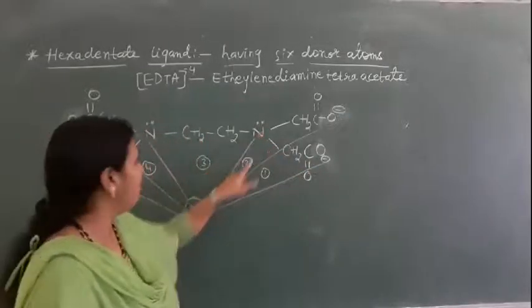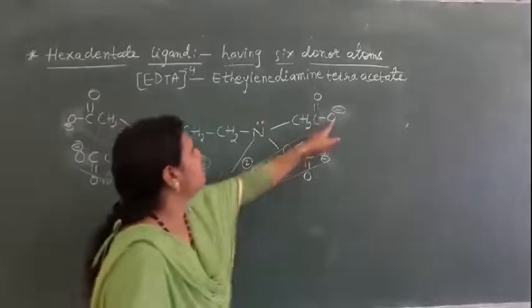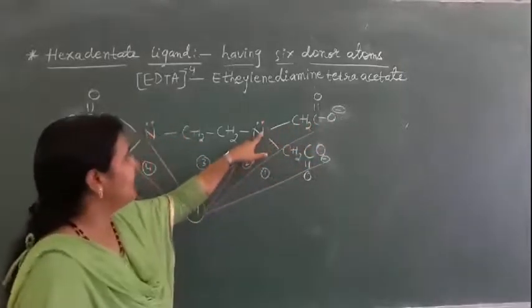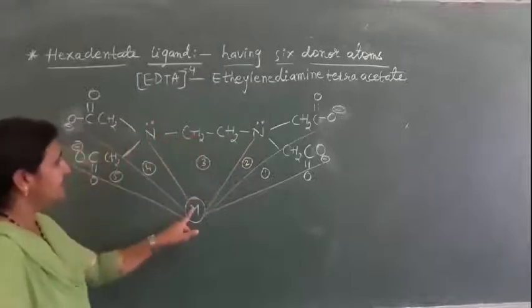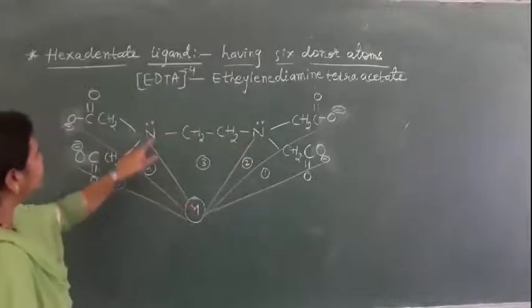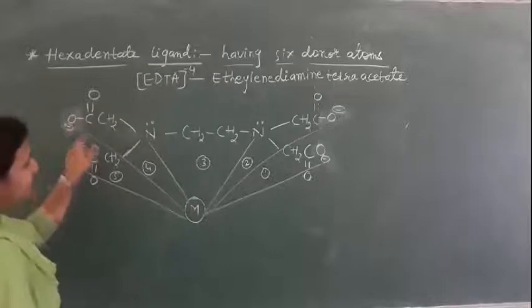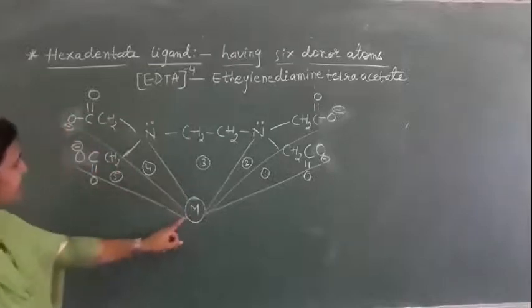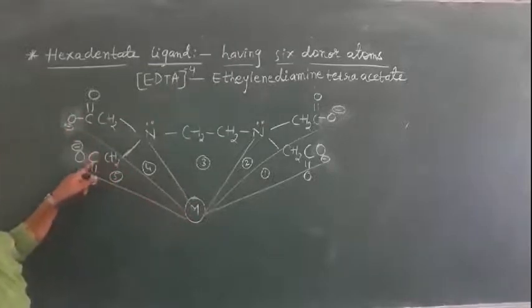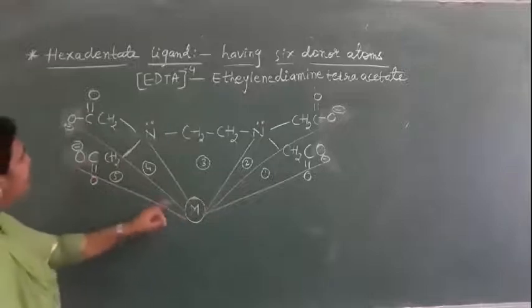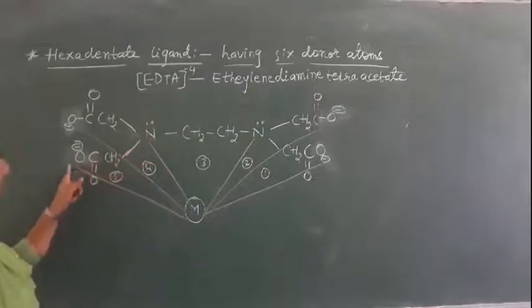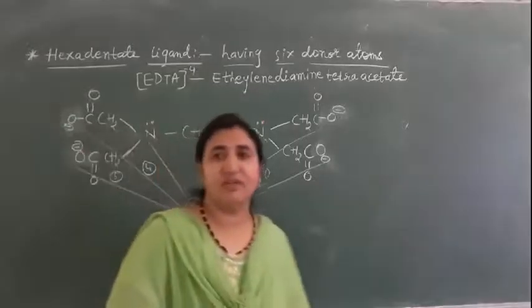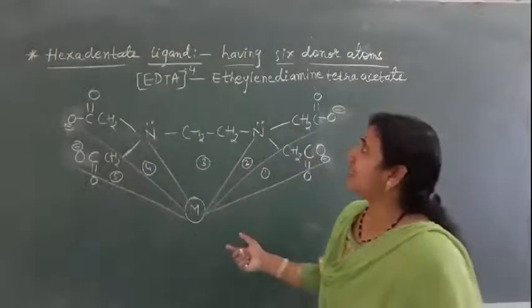This is one ring, okay. And from here 1, 2, 3, 4, 5. This is the second ring. Then the third ring, 1, 2, 3, 4, 5. This is the third ring. And the fourth ring is 1, 2, 3, 4, 5. This is the fourth ring. And the fifth ring is this one. 1, 2, 3, 4 and 5 here. So like this we have totally 5 rings in the hexadentate ligand.